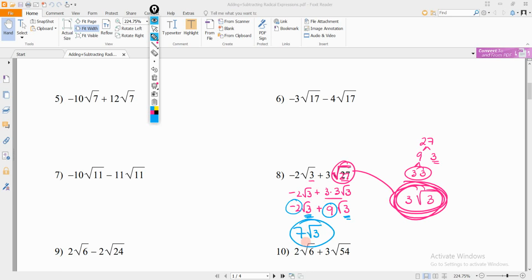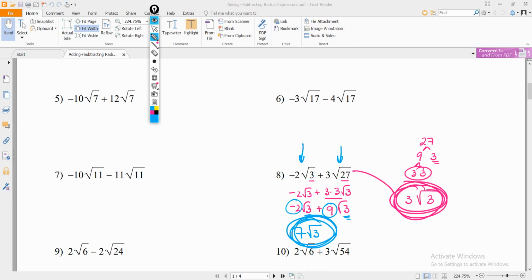So 7 radical 3. If you're to go to Desmos or your calculator, whatever you're going to use, type that number in, hit plus, type that number in, hit enter, it gives you a decimal. Take that decimal, record it, and then type this blue number in, look at that decimal. That decimal should be the same as the one you recorded.